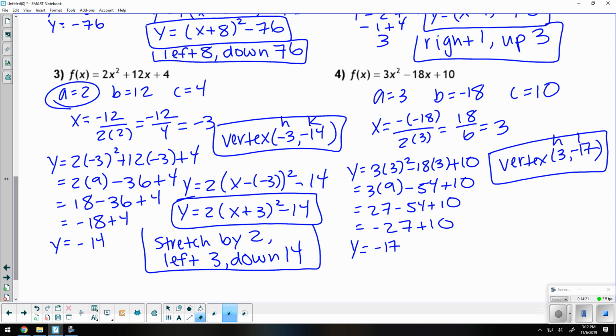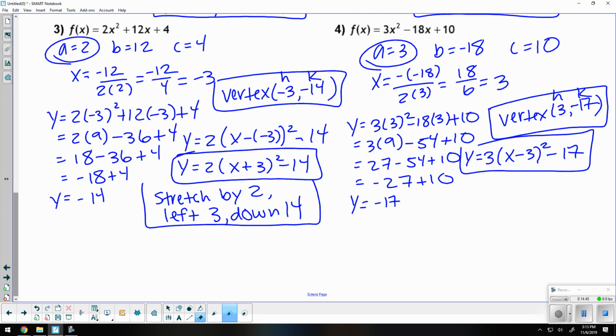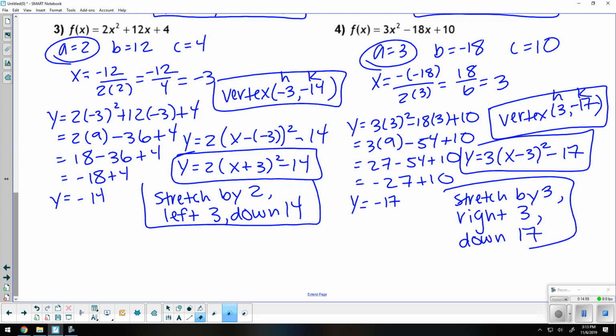Okay, so now in vertex form, we got the vertex. Again, this is h, this is k. We need a as well, which is 3. So this would be y equals, you'd have 3 out front for a, x minus 3 squared minus 17. There's our vertex form. And then just describing the transformations. Again, you got a, you got h, you got k. So the a value, since it's 3, it's a number bigger than 1. It's going to stretch it by 3. It's going to move to the right 3. So because h is positive 3. And then it's going to go down 17. And that would be all of our transformations.